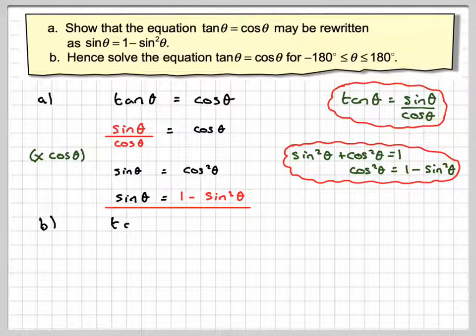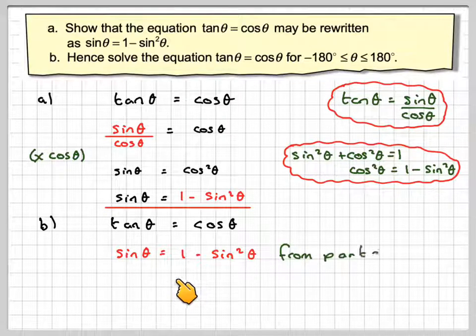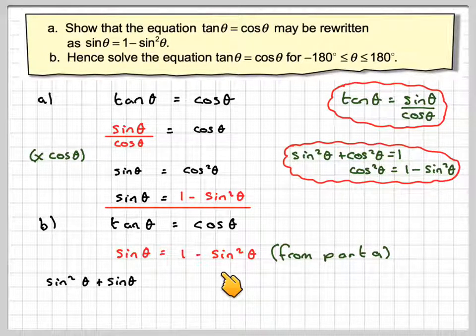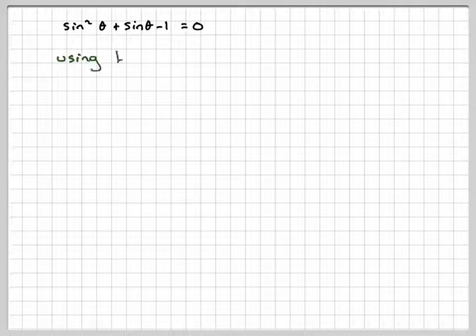Then we now have to solve tan theta is equal to cos theta. So sine theta will be equal to 1 minus sine squared theta from part A. This is a quadratic in sine, so we'll make the sine squared go over here and the 1 go over here. So that will become sine squared theta plus sine theta minus 1 is equal to 0. Right, this quadratic doesn't factorize, so we have to use the quadratic formula.